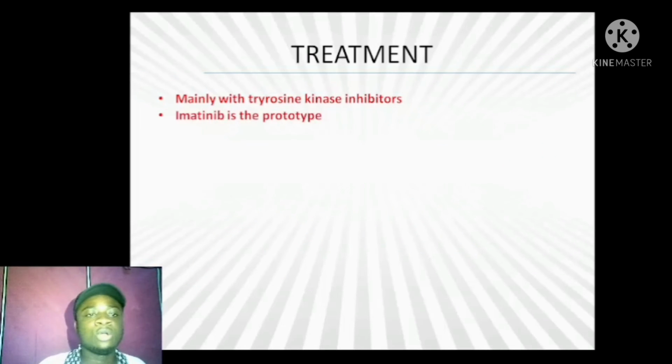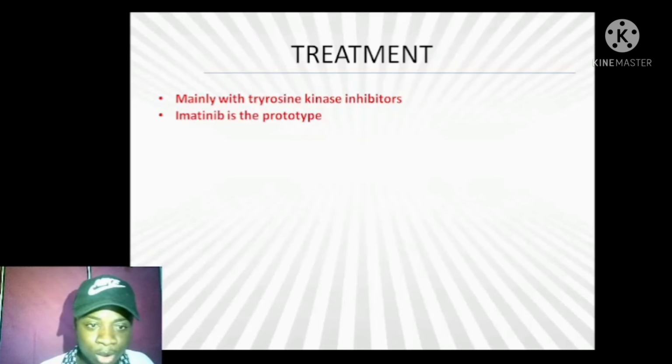Treatment for chronic myeloid leukemia is mainly with tyrosine kinase inhibitors, and I hope you know the reason why. It is because of the BCR-ABL gene protein, which is a tyrosine kinase that increases proliferation and suppresses apoptosis. If you want to prevent excess proliferation and increase apoptosis for the person to be okay, you have to give something that will inhibit the BCR-ABL tyrosine kinase. That is a group of drugs we call tyrosine kinase inhibitors. An example is imatinib.